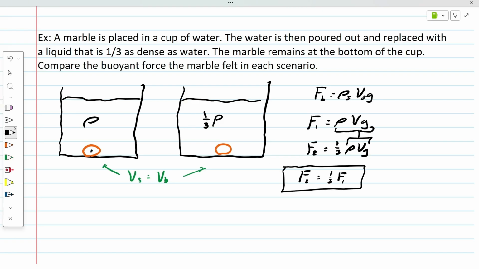So we would have in both these scenarios a force due to gravity and a buoyant force. And in this one, there's less buoyant force. And obviously, since the marble's standing on the ground, there's also going to be a normal force, because the forces have to balance since the object is not moving and it's not going through the container.